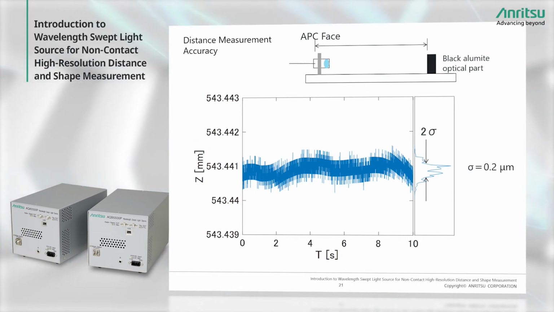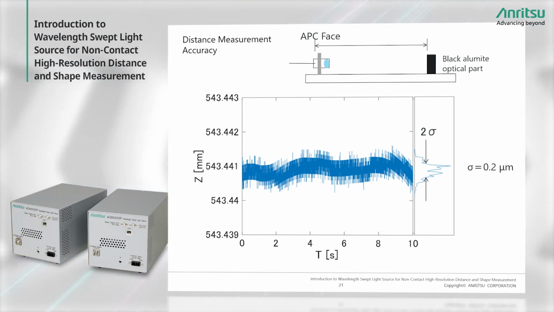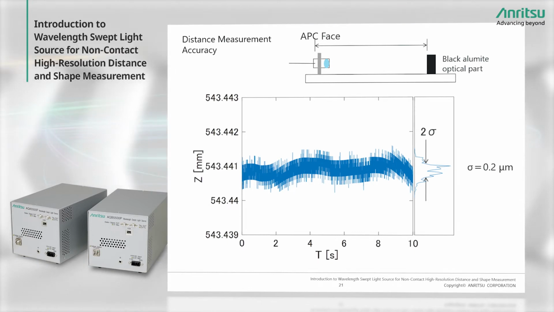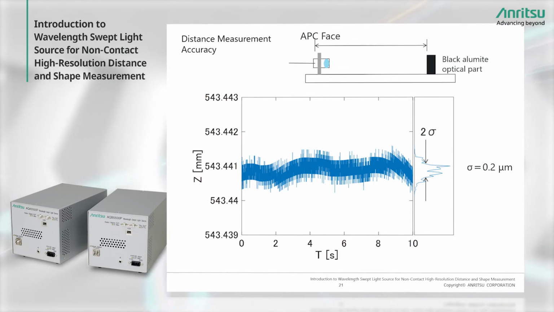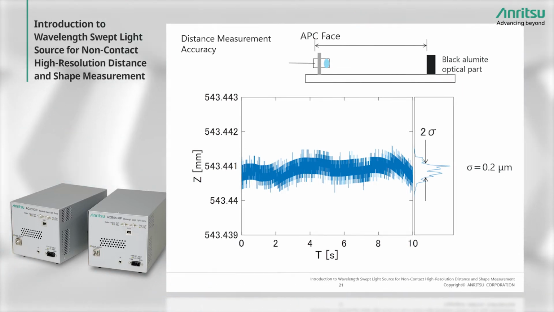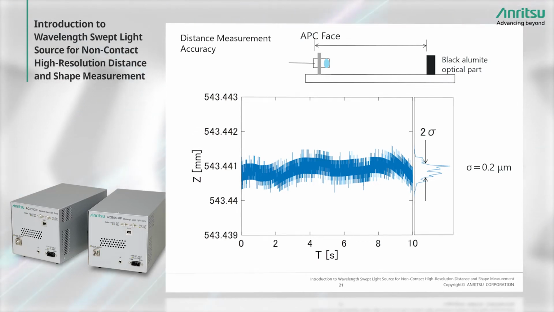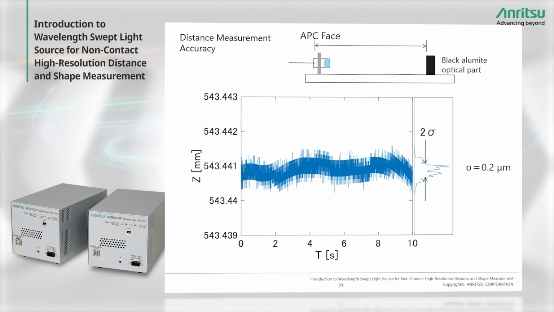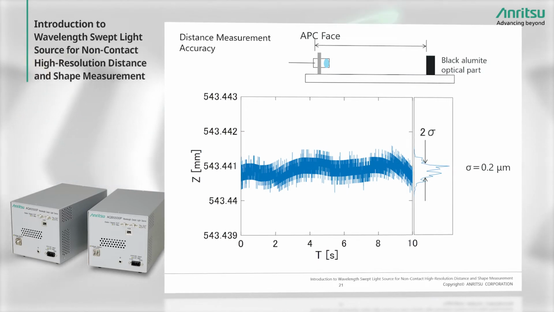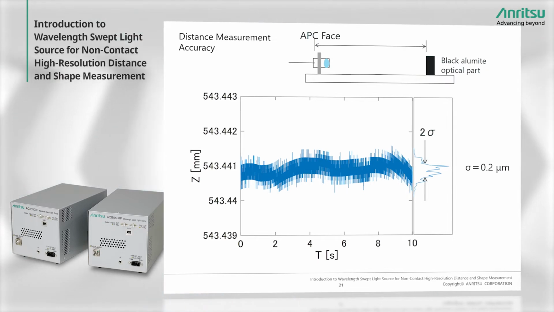Okay, in this slide, we measured the precision of this distance measurement system using OFDR by measuring the distance between the collimator lens of the optical system and a black alumite target on an optical rail. These are the results for 10 seconds of real measurement. The distance between the two was about 540 mm, with a standard error of 0.2 micrometer. Consequently, it is clear that the measurement accuracy is 0.2 micrometer.